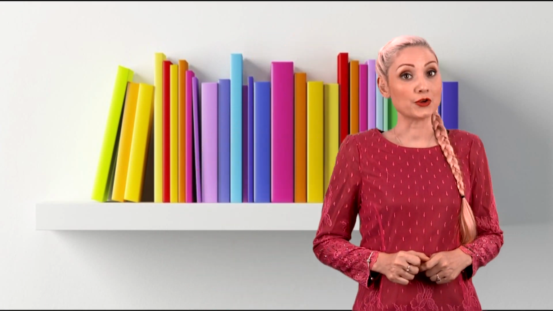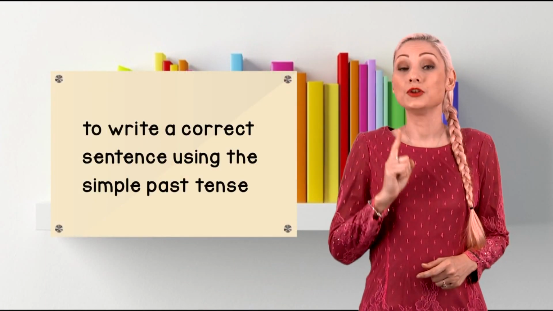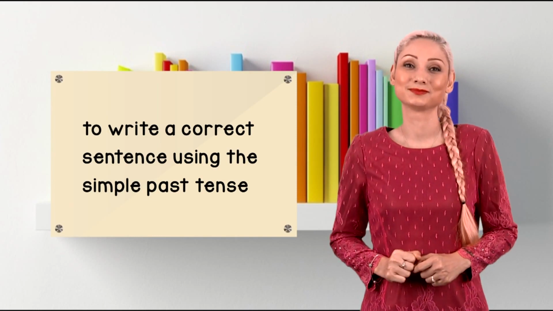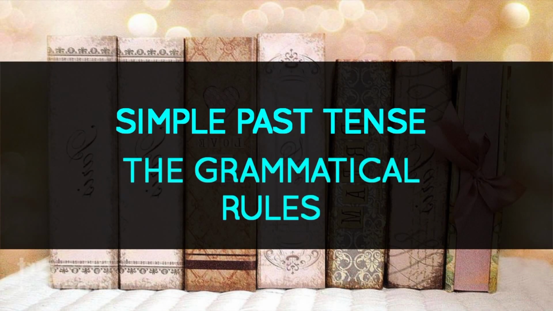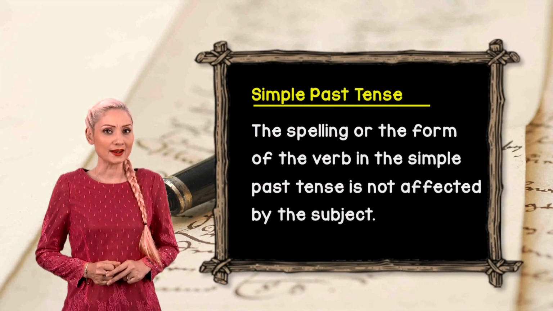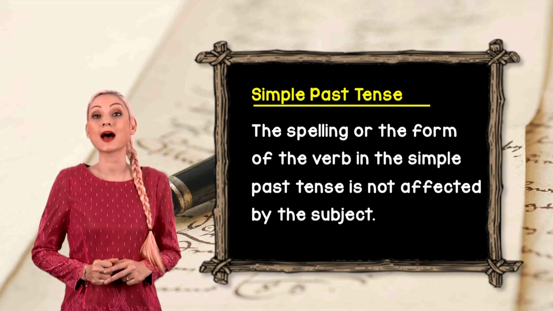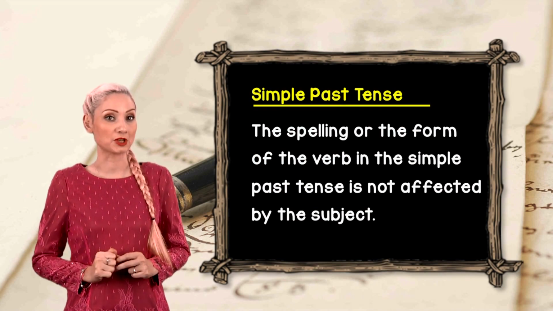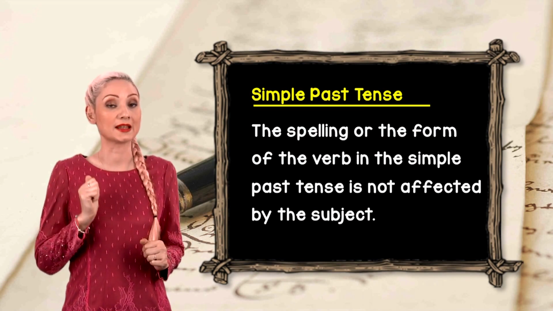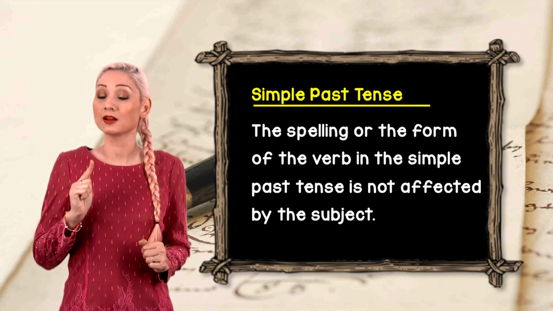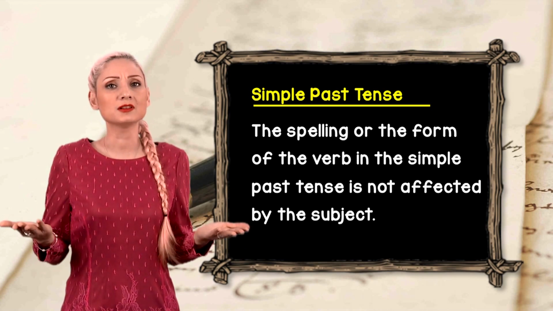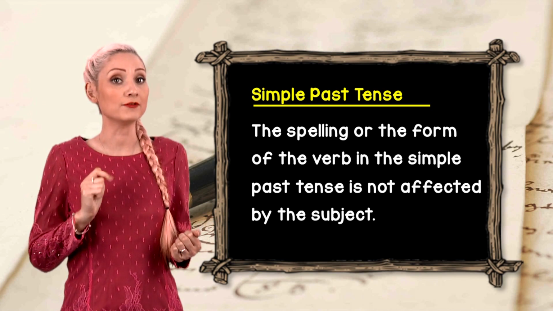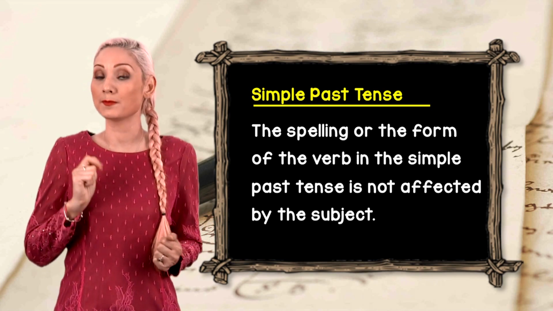Next, I'm going to show you how to write a correct sentence using the simple past tense. Unlike the simple present tense, the spelling or the form of the verb in the simple past tense is not affected by the subject. This means that the verb will stay the same whether the subject is singular or plural. In general, there are certain grammatical rules that you have to be aware of when using the simple past tense. In this section, I am going to explain these rules in detail.